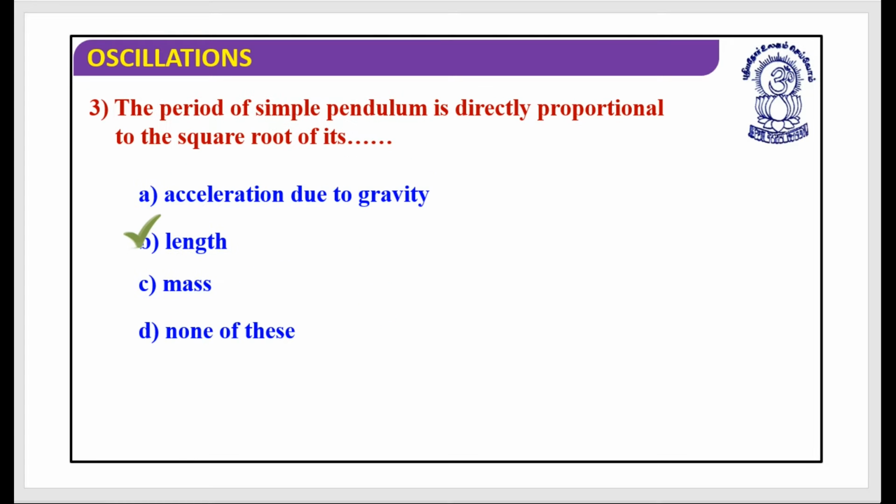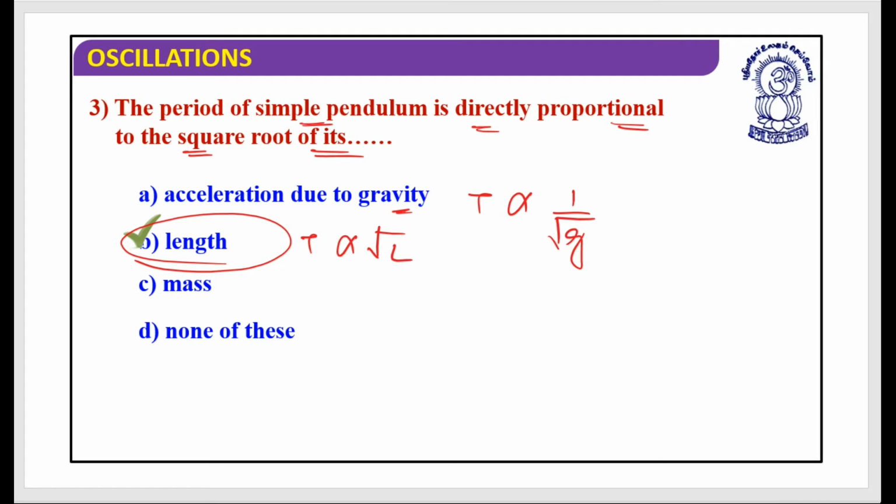Next, the period of a simple pendulum is directly proportional to the square root of its length. With acceleration due to gravity, it is inversely proportional to this. T is inversely proportional to the root of g and T is directly proportional to the root of L. So this is the correct answer. I hope this is clear. Is it clear? Great. So please be ready with your pen and paper and do our questions with me. Let's begin.